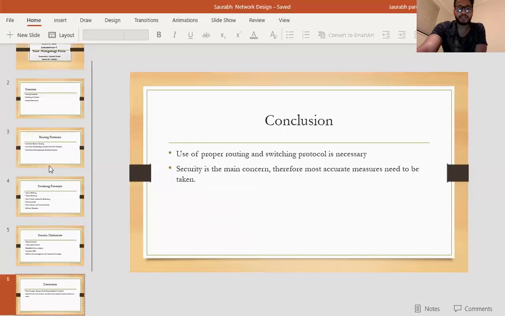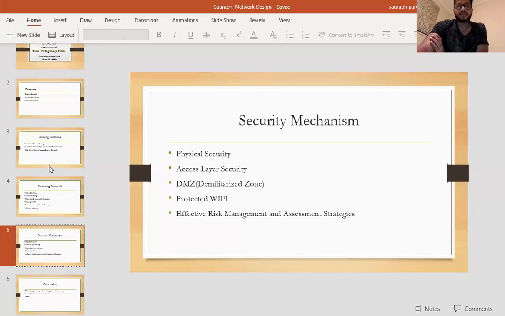Now, talking about the security mechanism, physical security is related to physically securing all the hardware, that is the PCs, routers, switches, cables, wires, providing physical protection to those assets which are related to the system. Access layer security is related to the security which comes at the access level of the network. Like using switch port security and network access control will make sure that only the trusted device can access the network, and we can also shut down the unused ports and reduce the vulnerabilities.